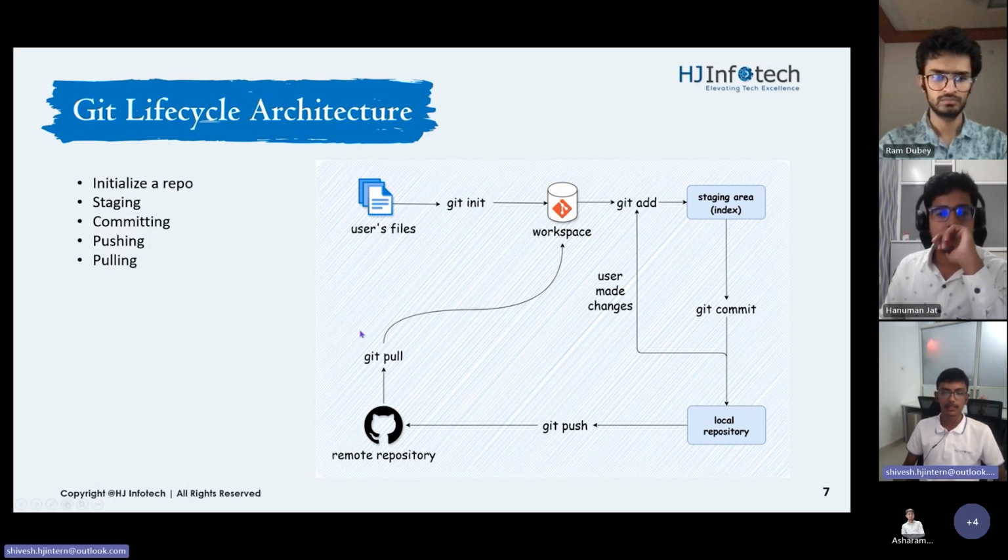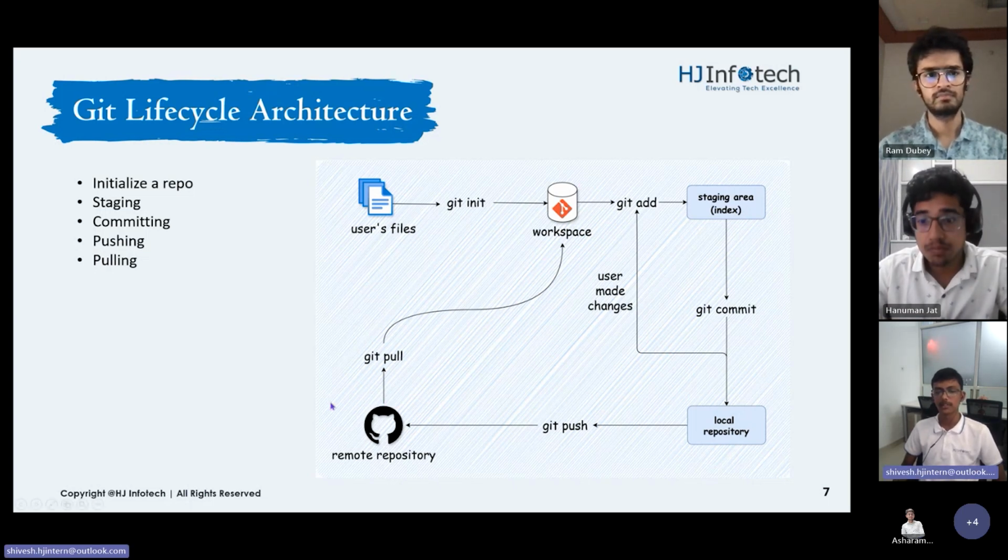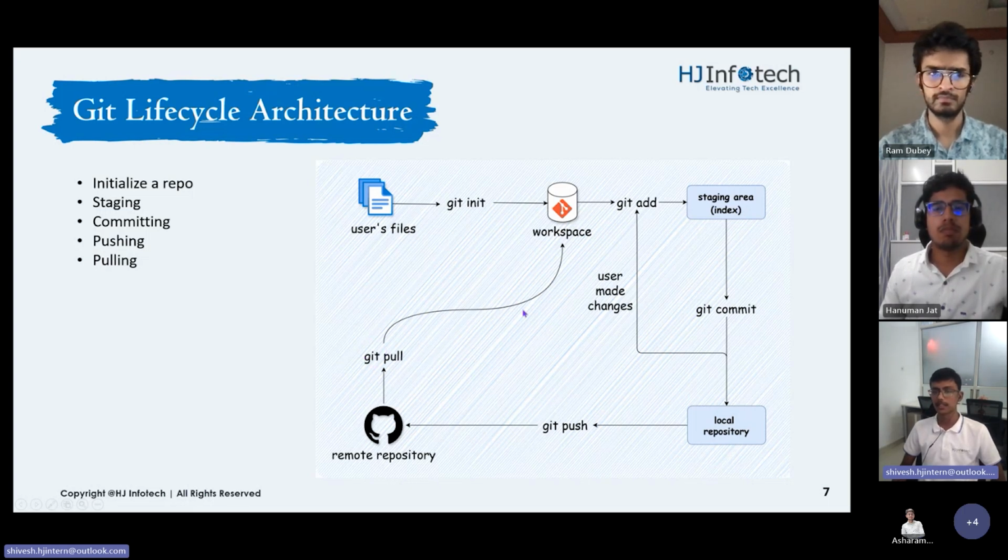Then there is the git pull arrow. What git pull does is it takes changes or code files from the remote repo to your workspace. Meaning, let's say you have some code files here in the remote repo. You want those files on your local machine. So what you're going to do is run the git pull command to get those changes back to your workspace. So this is the whole lifecycle architecture of Git.